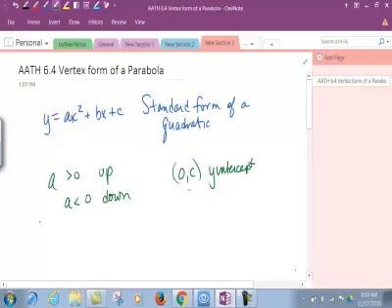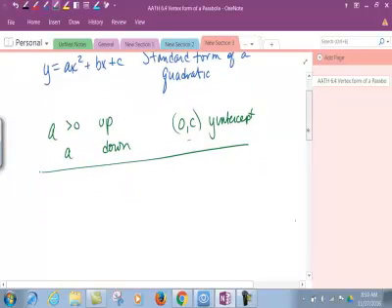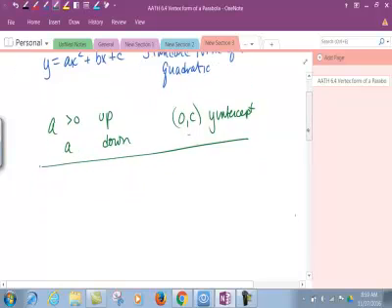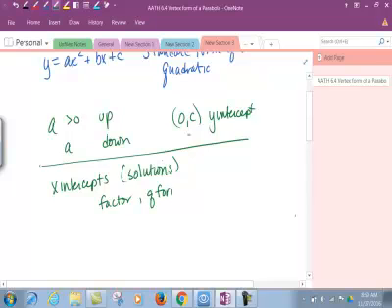Once we have the standard form of a parabola, we're interested in finding the x-intercepts. The x-intercepts, where the graph crosses the x-axis, also sometimes called the solutions to the quadratic, are found three ways. Easiest way is to factor, but we can also use the quadratic formula, and we can also complete the square. But always the fastest is to factor.